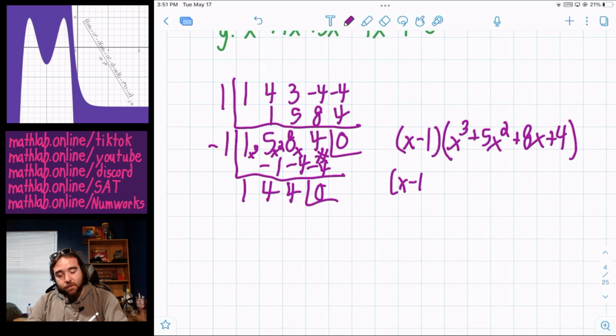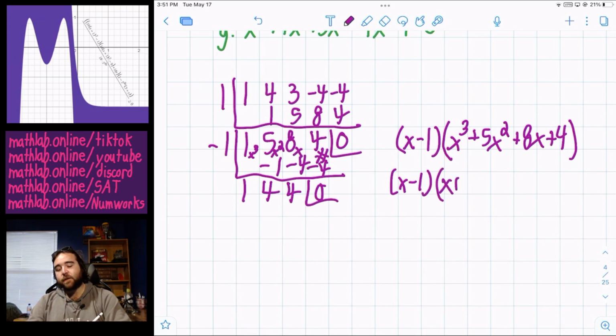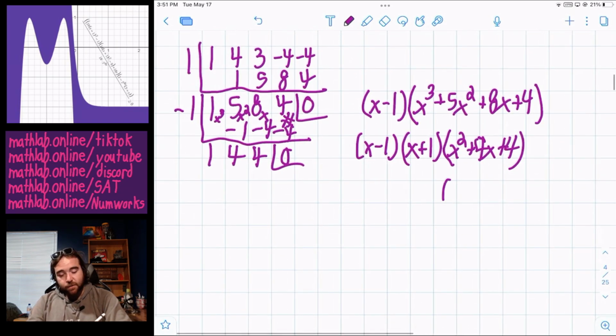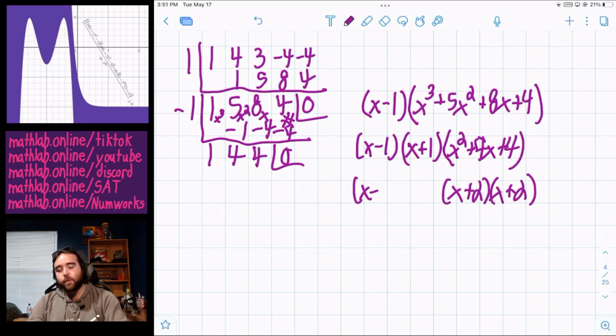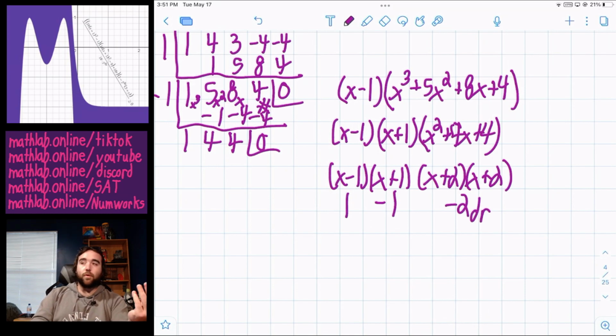We still got the x minus 1. We just found that negative 1 was an answer, so we know that x plus 1 is a factor. And then what else is left? x squared plus 4x plus 4. So we can keep factoring. That's x plus 2 times x plus 2. And then we still have x minus 1 and x plus 1. So our answers are 1, negative 1, and negative 2 double root.